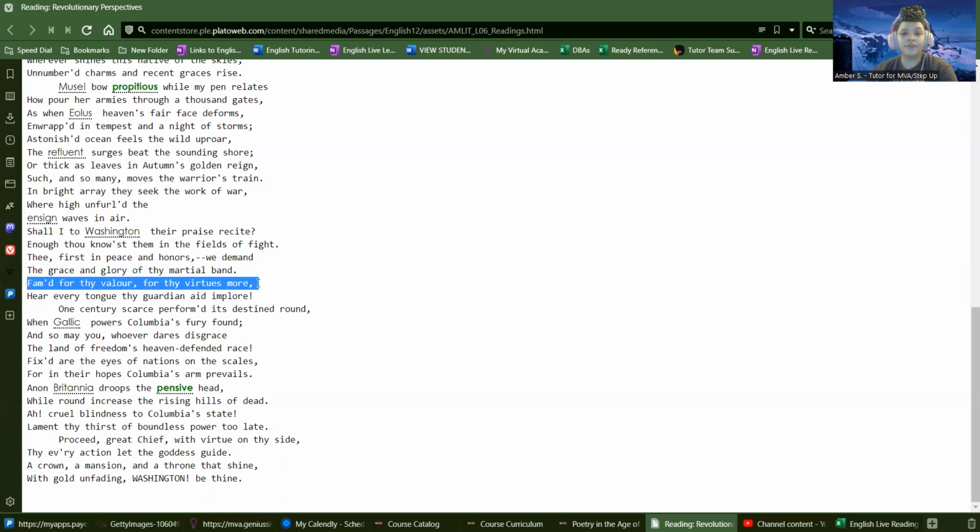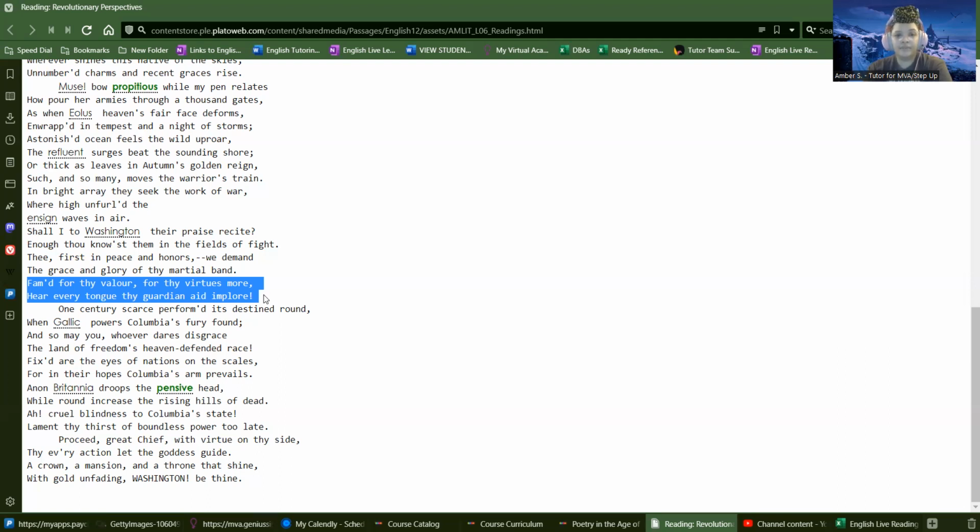Famed for thy valor, for thy virtues more, hear every tongue thy guardian aid implore. So these are more straightforward lines. If you're famed, that means like famous. For valor, valor is an extreme type of bravery and courage. And then for thy virtues more. So what she's saying here is you're even more famous for your virtues, like your morals, than you are your bravery. And then that second line, hear every tongue, that means every person speaking, thy guardian aid implore. So in that line, she's saying, hear everyone pleading to whoever they believe in, their guardians, for your aid, basically.